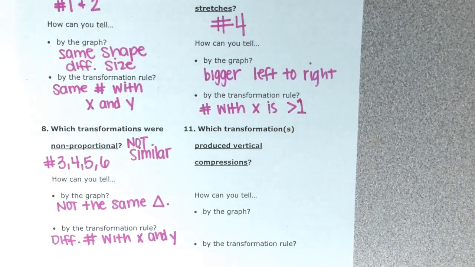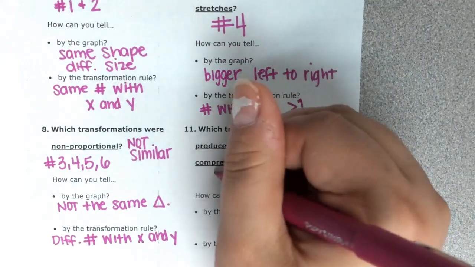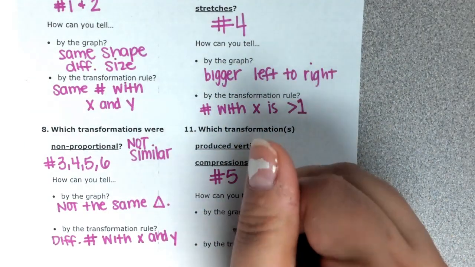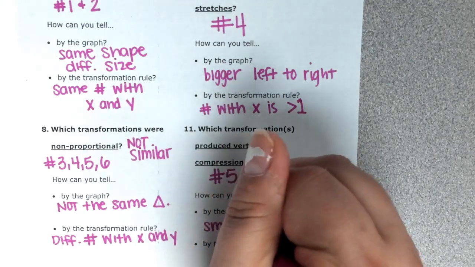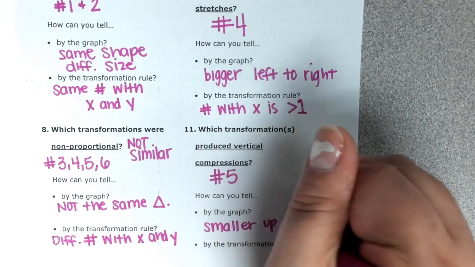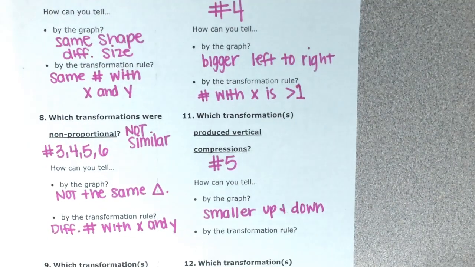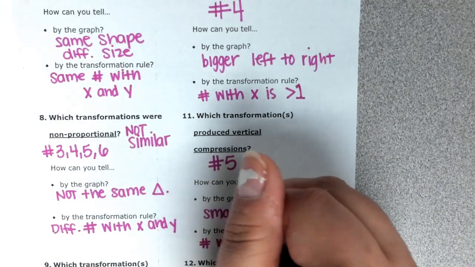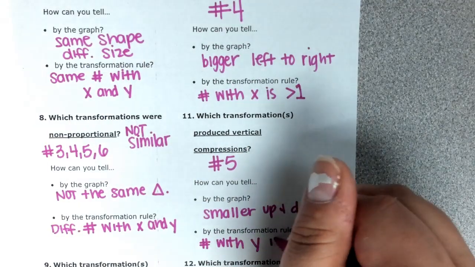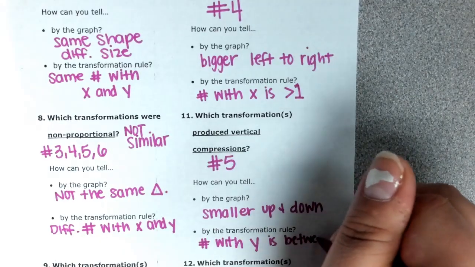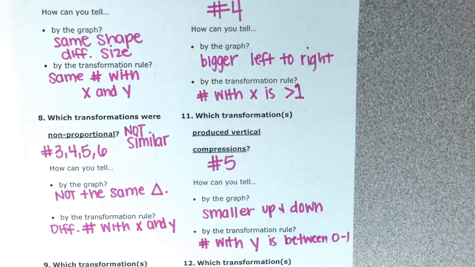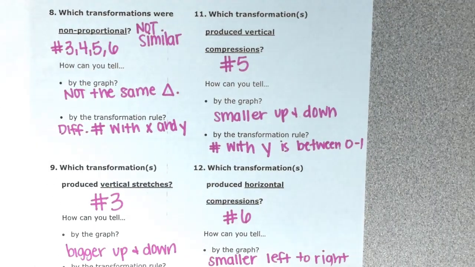And then last but not least, a vertical compress was number 5. Vertical is up and down, and compress is smaller. Vertical affects the y. And the number would be between 0 and 1. It's a fraction. Okay. You could honestly start your Schoology assignment and probably only have 2 left.